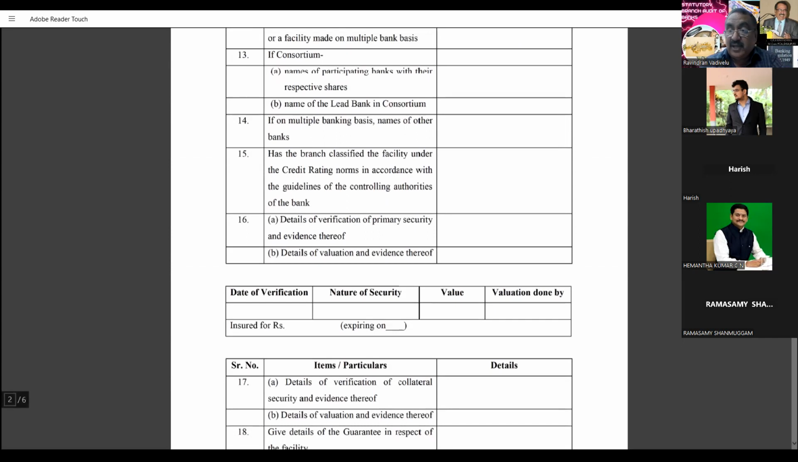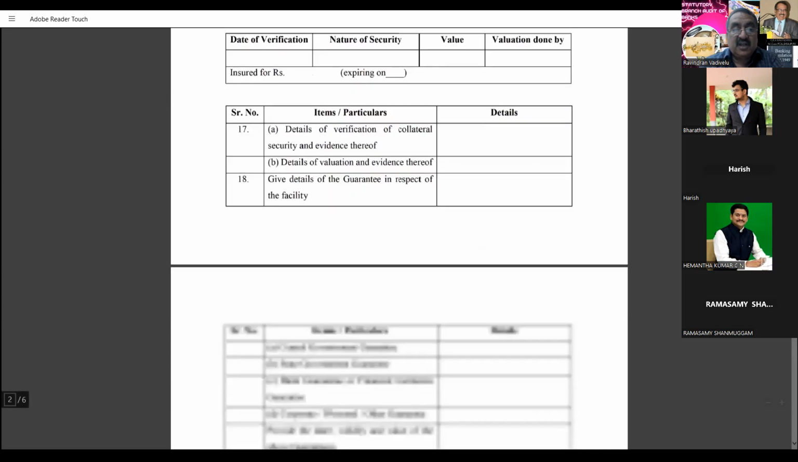That is, there are two types of rating. One is internal rating and the other is external rating. Up to 5 crores, they are doing the internal rating concept. If it exceeds 5 crores, then they are doing the external credit rating. And verification of primary security and evidence. What is called primary security is the security which is created out of the loan given. And what about the valuation of those securities? That also you have to see. And whether the insurance policy is there or not, that you have to see.